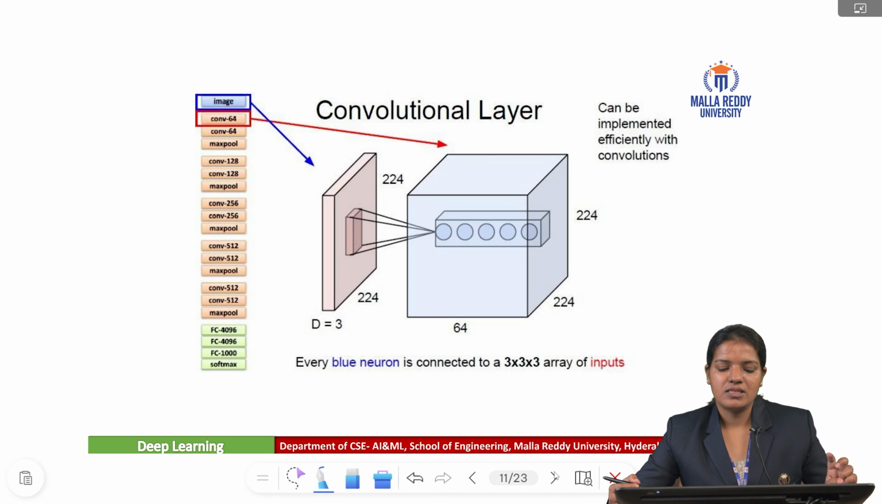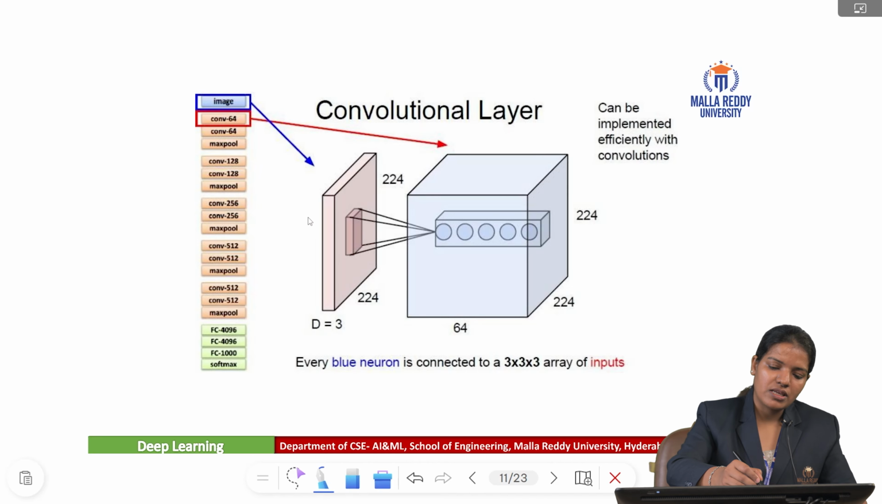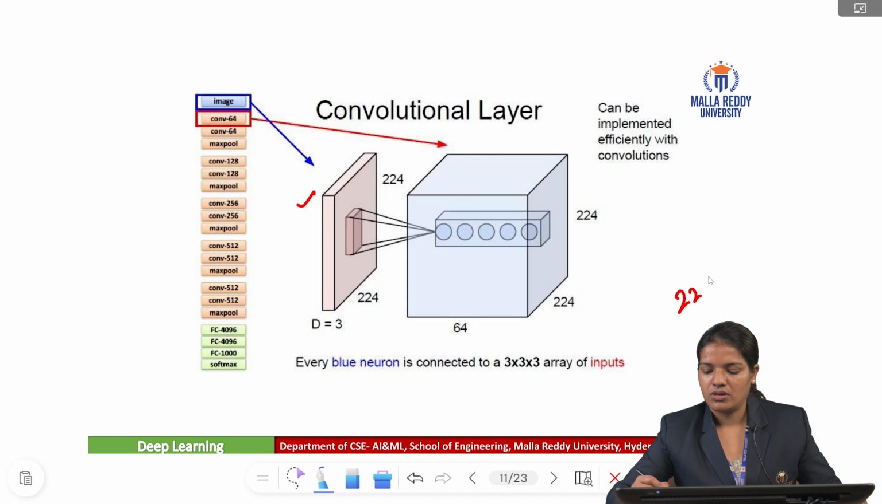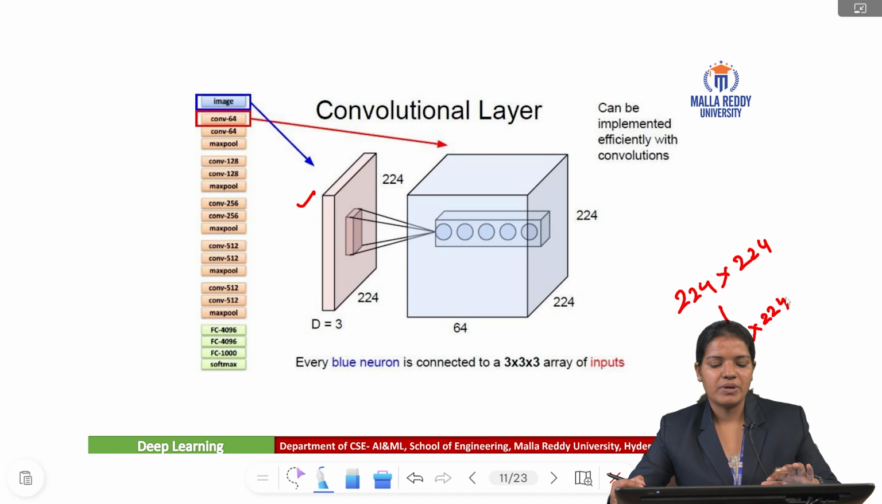Next is the convolution layer. Convolution layers help in the feature extraction of any image. Suppose the input image has the dimension 224 cross 224. After using the convolution layer, the x and y dimensions remain the same, but the depth will change according to the number of filters we used.